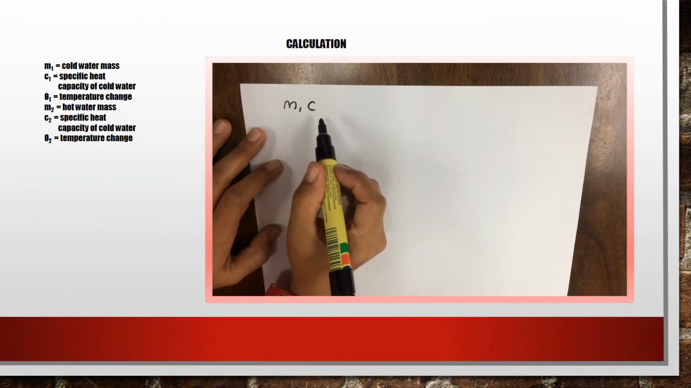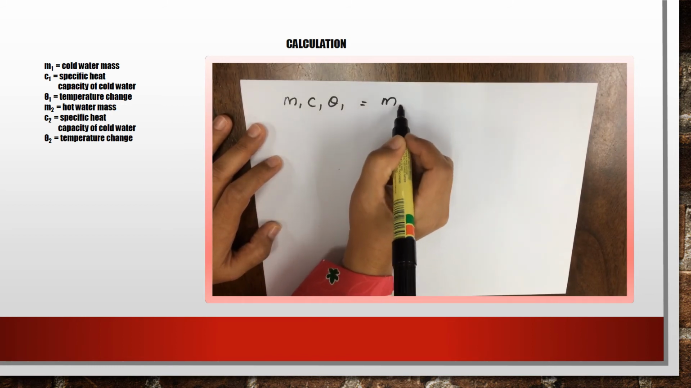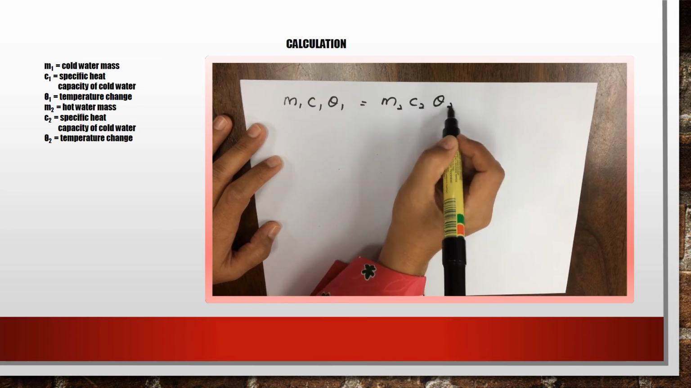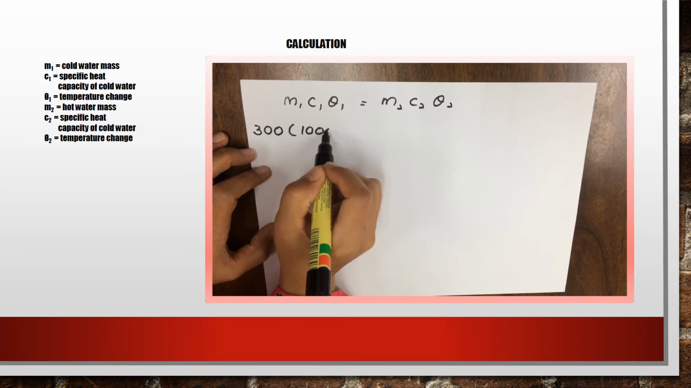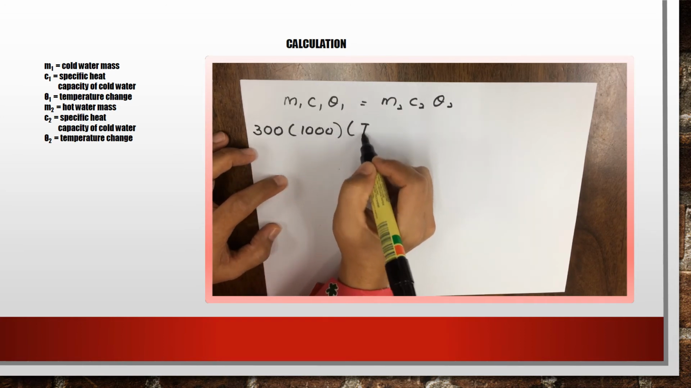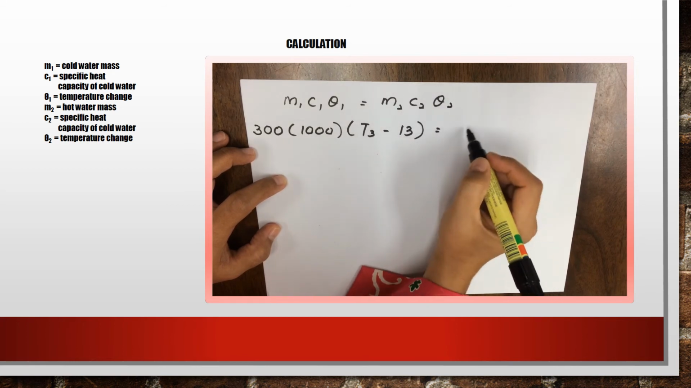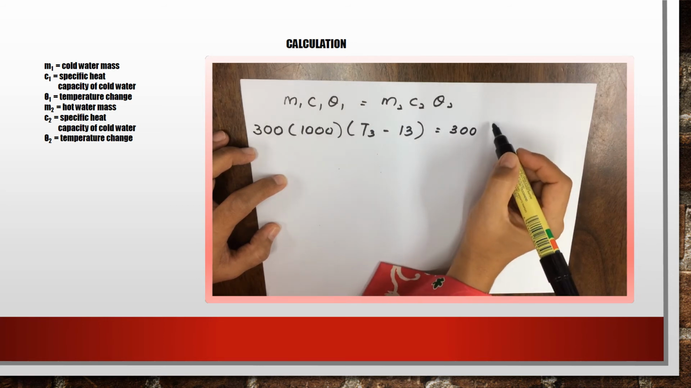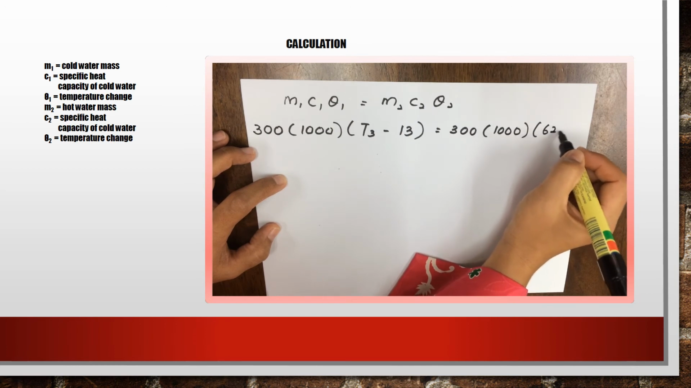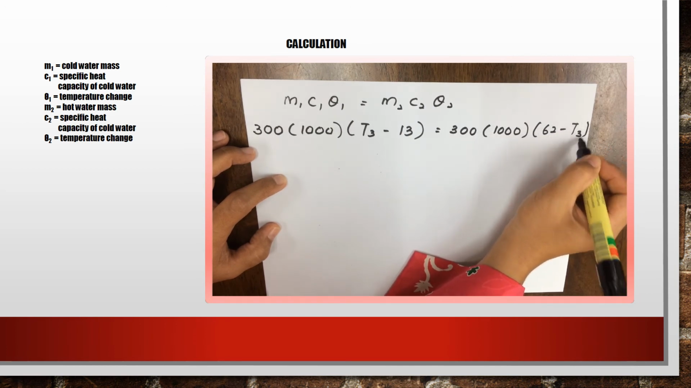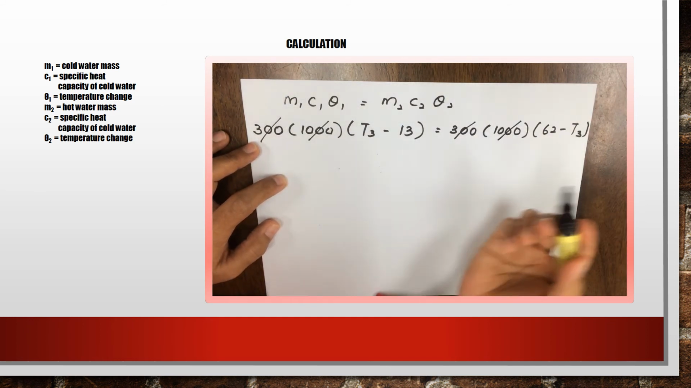Let's continue our theoretical calculation to find the final temperature of the mixture of cold water and hot water. m1, c1, and theta1 are for cold water, while m2, c2, and theta2 are for hot water. m is the water mass, c is the specific heat capacity of water, which is 1000, and theta is the temperature change. The value of m is 300 for both types of water.